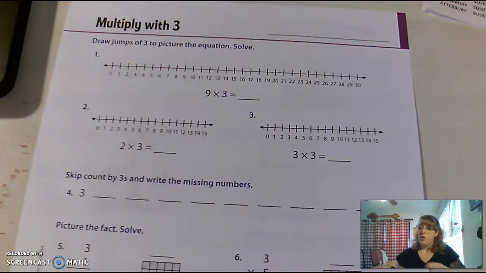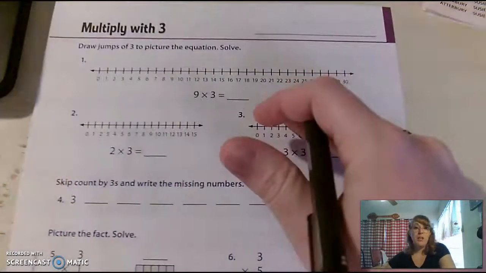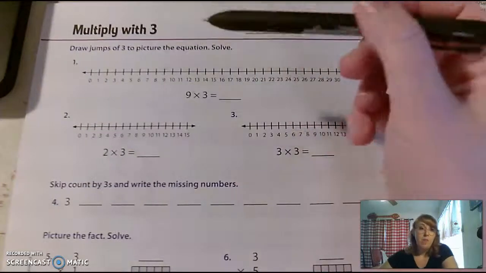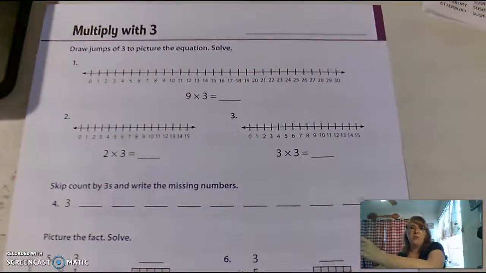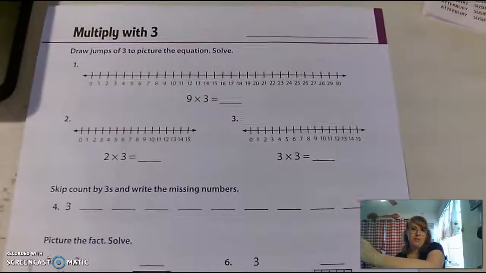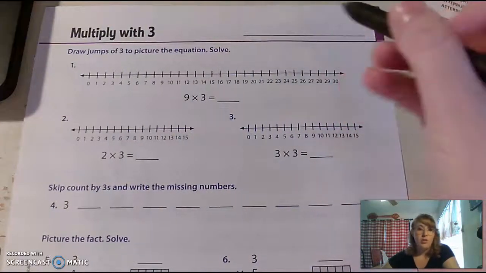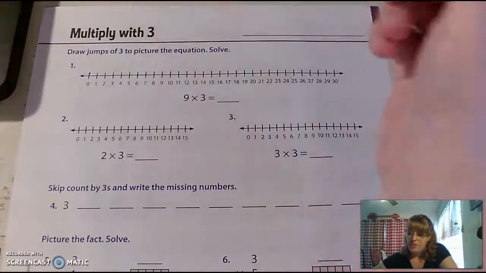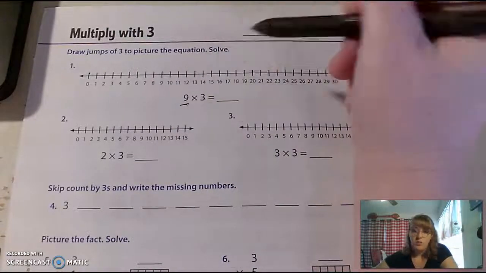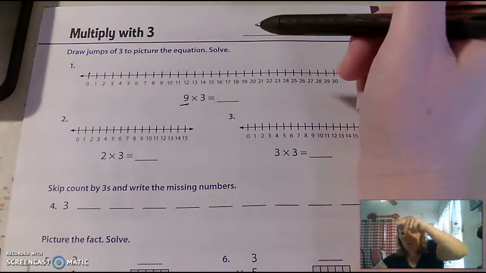Okay. We are going to multiply by 3s. So, draw jumps of 3. Let me try to focus that a little bit better. There we go. Draw jumps of 3 to picture the equation and solve. Okay, I start out at 0. 9 times 3. So I need to make 9 jumps. Here we go.